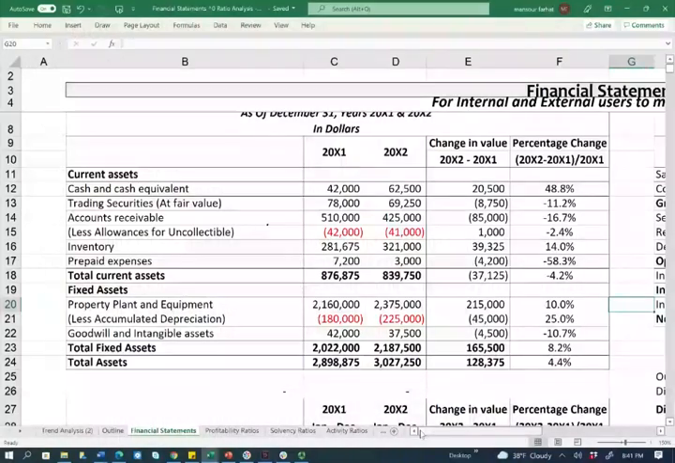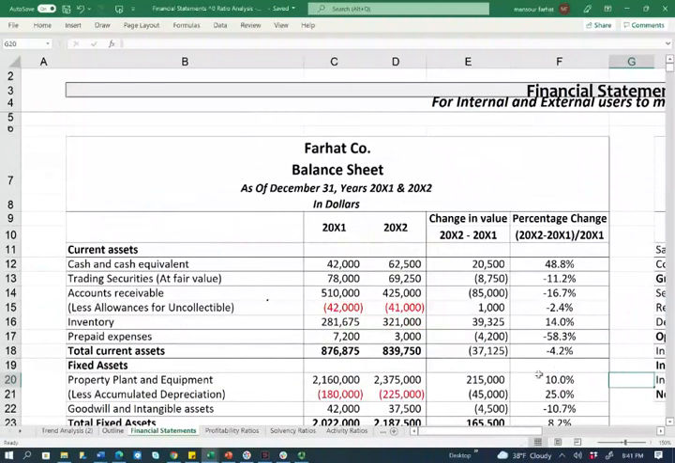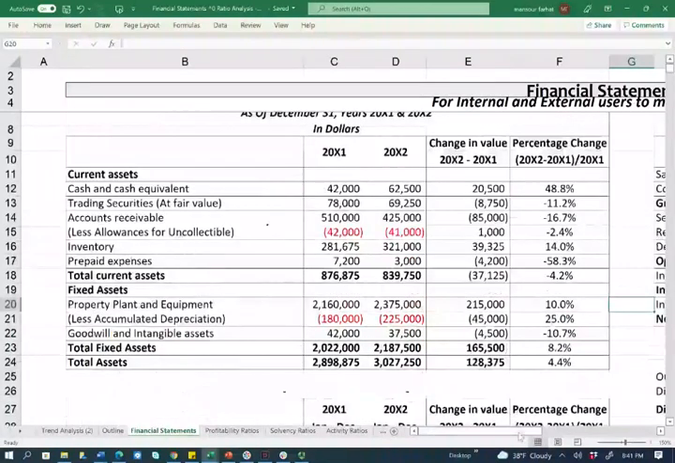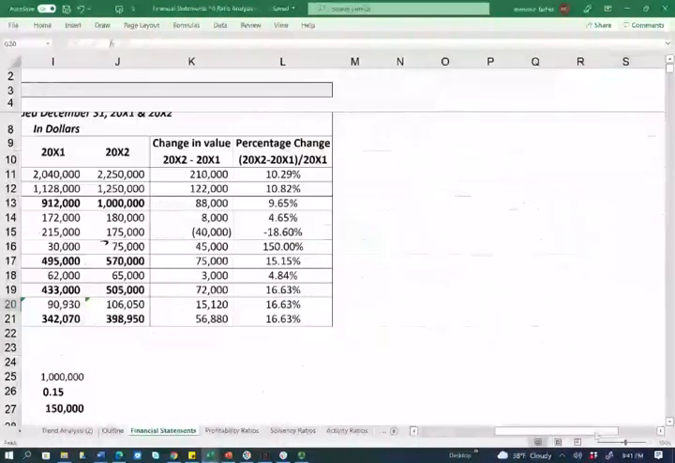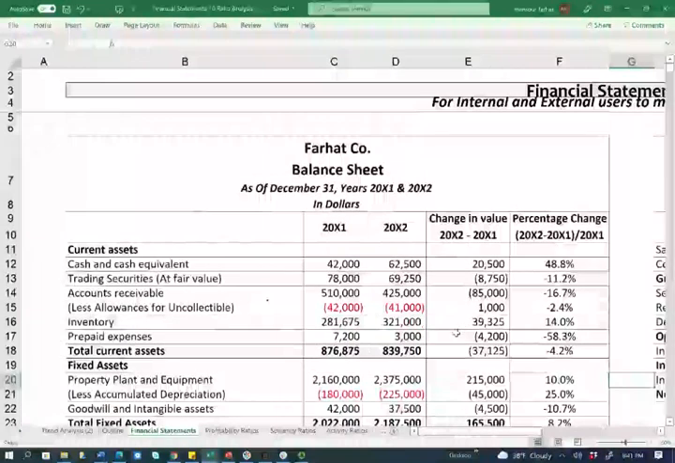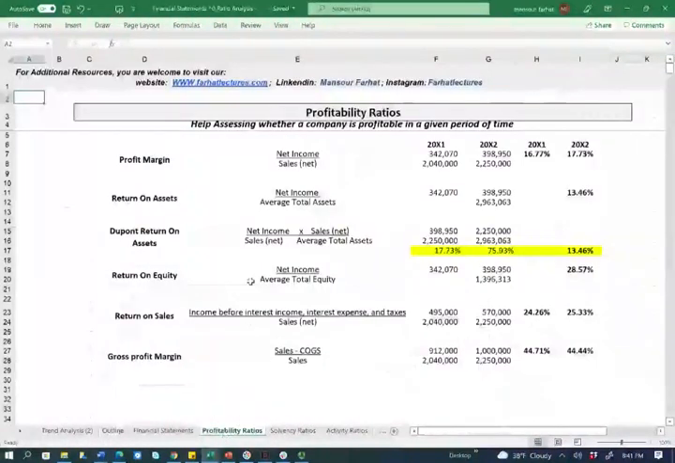As always, we're going to be looking at this balance sheet as we are working through the series of financial statement analysis, and this income statement. Those can be found at farhatlectures.com on my website. So let's start to take a look at the profitability ratios.